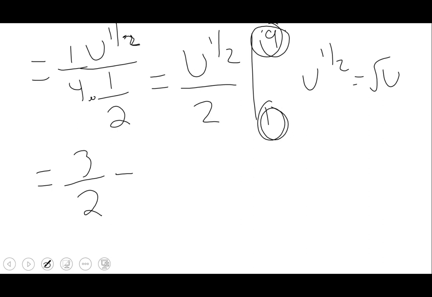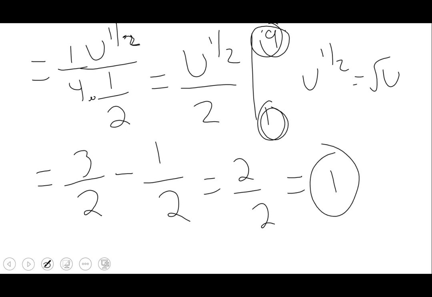Now go ahead and plug in the lower bound. That becomes the square root of 1, which is, of course, 1 divided by 2. 3 halves minus 1 half is 2 halves, which means all that work for a final answer of positive 1.